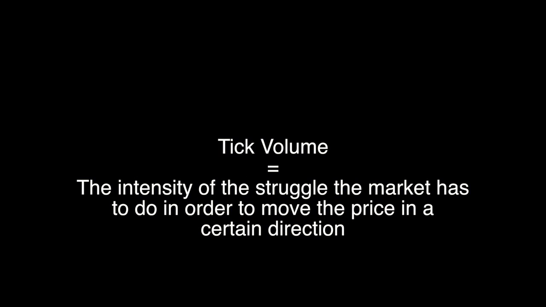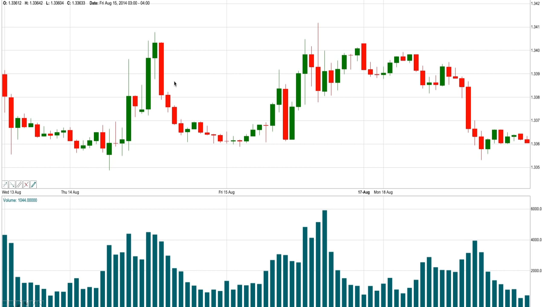Look at the definition of tick volume. This is the amount of activity, the amount of struggle between the bulls and the bears. Little tick volume means low struggle between the bulls and the bears. High tick activity means a lot of struggle between the bulls and the bears. High struggle between bulls and the bears means uncertainty in the direction of the price and in the movement of the price. Now let me show you what we've discussed already on a chart.